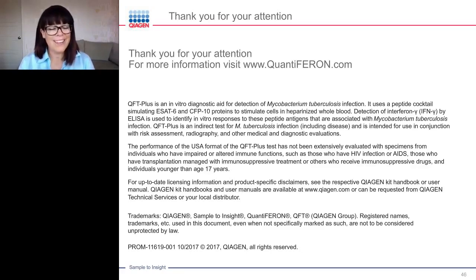Our next question of the day asks, why combine CD4 and CD8 if you are interested in CD8 only?